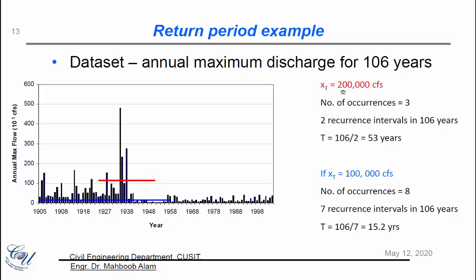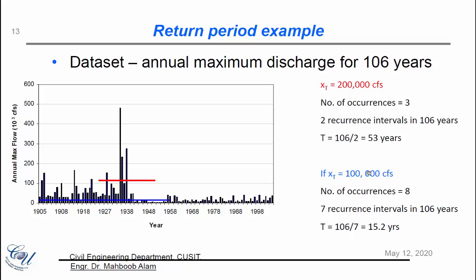Now if I reduce my threshold value to half, to 100,000 cubic feet per second, this blue line should be drawn here. I'll give you the correct graph when I'm sending it to you. So you put your threshold line here, and then you count the number of times that this threshold is exceeded. 1, 2, 3, 4, 5, 6, 7, 8 times this threshold is exceeded. The recurrence intervals in 106 years is the number of occurrences minus 1, so 7, and then 106 divided by 7 gives you the recurrence interval for 100,000 cubic feet per second, which is 15 years. So this value would be occurring every 15 years, and that value every 53 years.